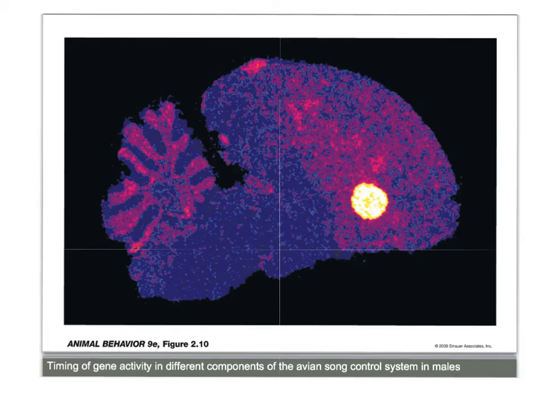This slide is an interesting picture that shows gene activity inside the brain of male birds that learn how to sing. And what we're seeing here is the activity of a particular gene. It's called a Zenk gene that's really active in the song control system of males. So we know that genes are obviously involved in making the song control system.